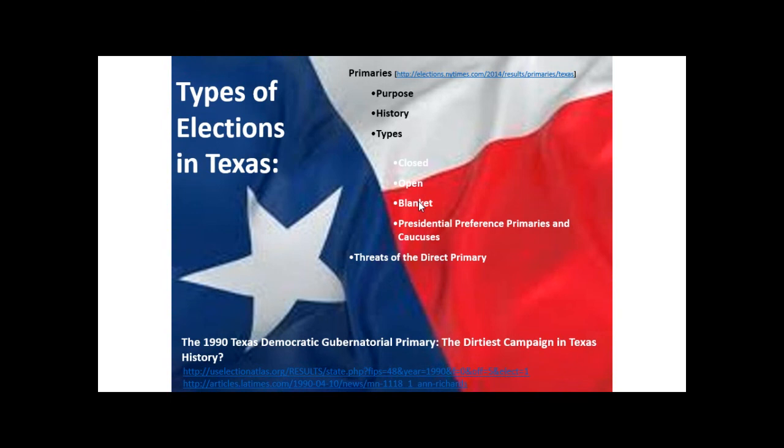Anyway, the blanket primary is an independent voter's dream come true. But as I said, it's not used by very many states. Historically, it hasn't been used by many. California, I think, uses a kind of variation of it, where all of the Democratic candidates and all the Republican candidates for an office are on the same ballot. And then, regardless of whether they're Democrats or Republicans, the top two vote getters advance.